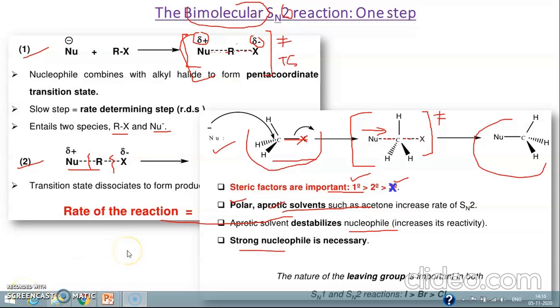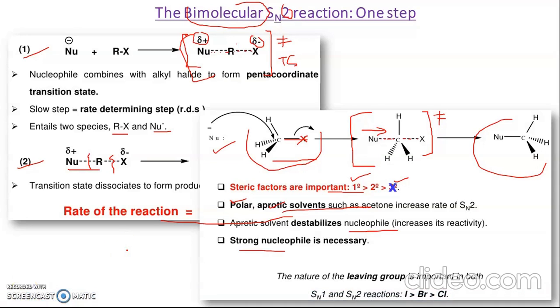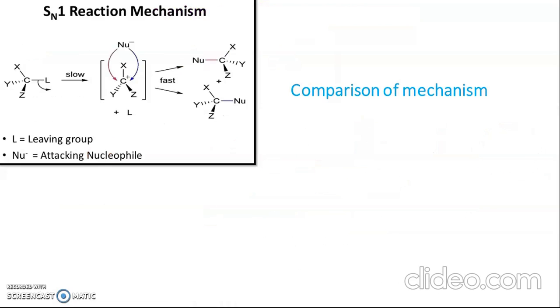expression. Now, the nature of the leaving group is important for both SN1 and SN2. Why? Because in the rate expression, the concentration of RX, in which the leaving group is involved, always appears, whether it is SN1 or SN2. X is our leaving group. That is why the nature of the leaving group is important in both types of mechanism. Here we have one simple example: I minus is a better leaving group than Br minus, which is better than Cl minus.